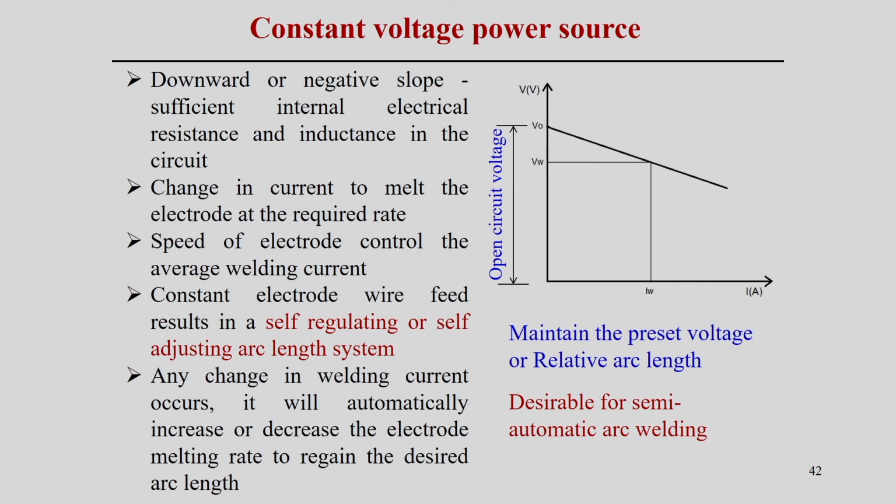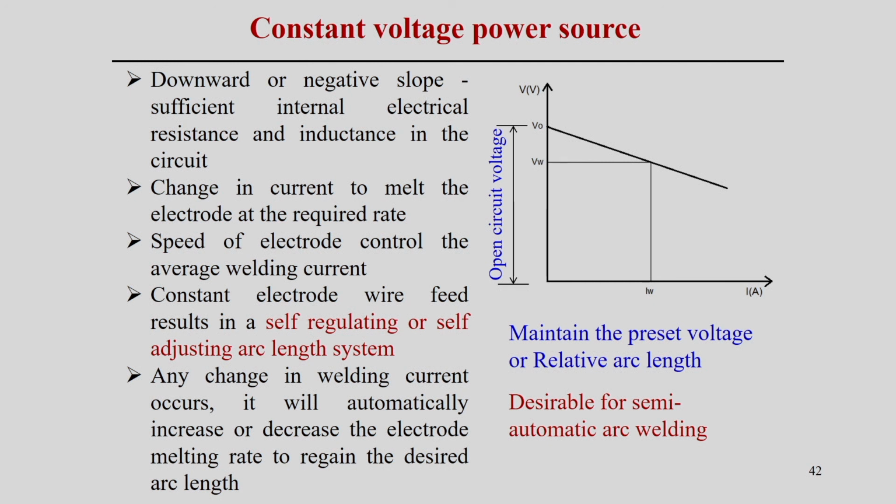The speed of the electrode controls the average welding current; at the same time, the speed at which we move the electrode to melt it is also influenced by the average welding current. Now, constant electrode wire feed rate: when the wire feed rate is constant, it results in a self-regulating or self-adjusting arc length system, because we preset the arc voltage. Depending on the arc voltage, the self-regulation maintains the particular arc length, and the melting of the electrode will be maintained accordingly.